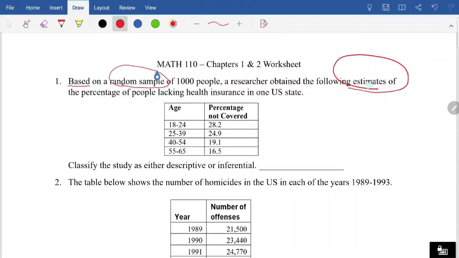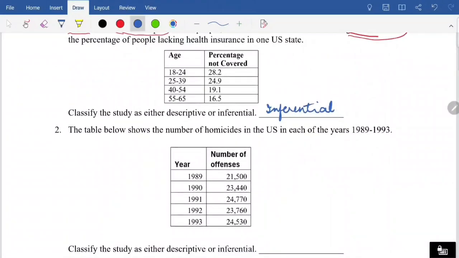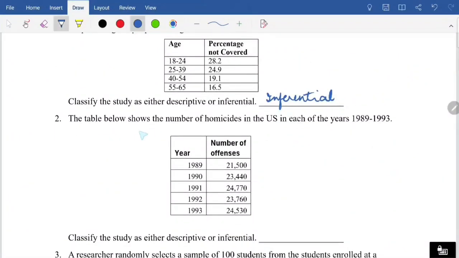All right, so whenever you come across these words in the question, you can pretty much assume that this is going to be inferential statistics. All right, so I'm going to write here, it's inferential study. All right, now let's go to the second one.